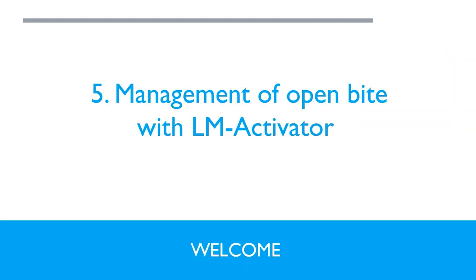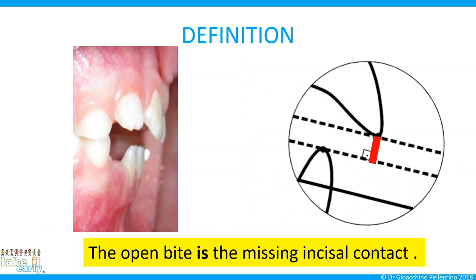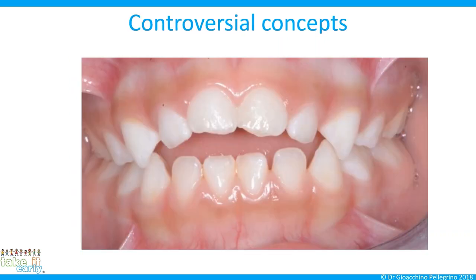The open bite, that is the last appointment, and in some way it is the opposite direction of growth compared with the deep bite. When we approach the open bite, we find in literature several definitions, but perhaps the main definition is that the open bite is the missing contact between incisors. So there is a space in the anterior area, and even if sometimes we can find a lateral open bite, today we are concentrated on the anterior open bite.